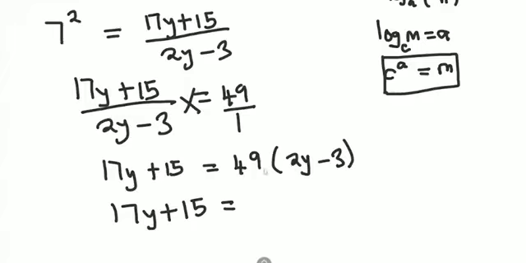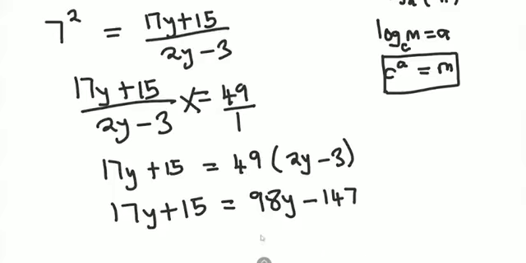2 times 9 is 18, write 8 and carry 1. 2 times 4 is 8, plus that 1 is 9. So 49 times 2y is 98y. Minus 49 times negative 3 will be a negative. 3 times 9 is 27, write 7 and carry 2. 3 times 4 is 12, plus that 2 we get 14. So 49 times 3 is 147.